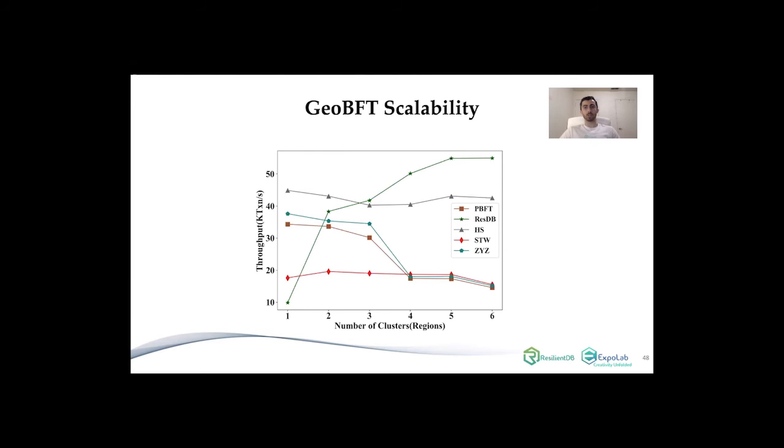HotStuff, Steward, Zyzzyva, and PBFT are not performing well enough in the Geo-scale environment. As you can see, ResilientDB or GeoBFT has a throughput of around 60K transactions per second with 6 regions. Each region has 4 nodes in it.